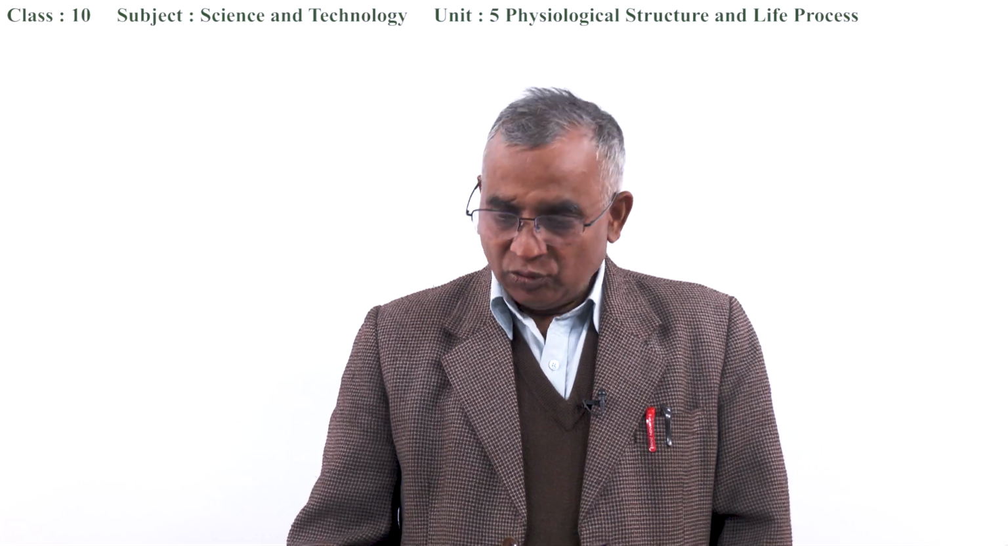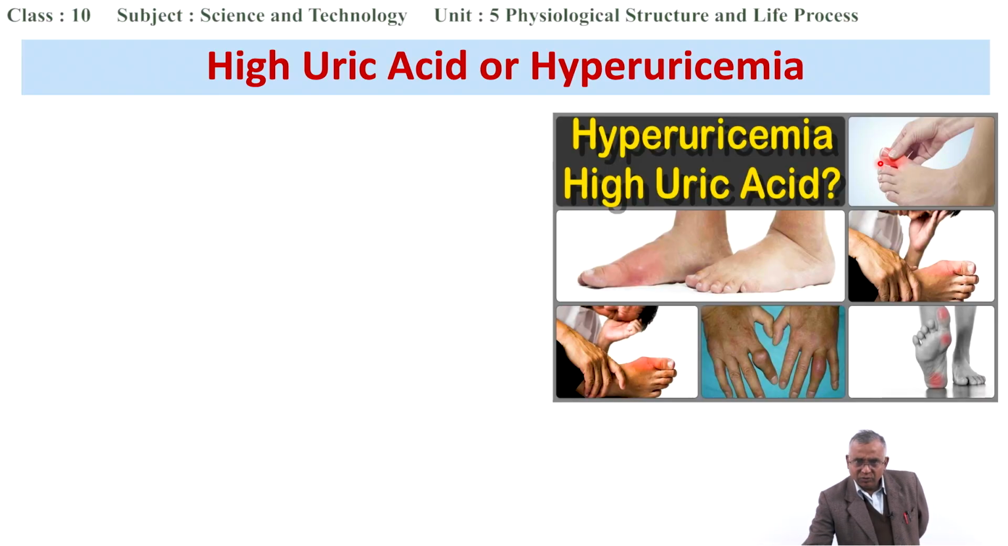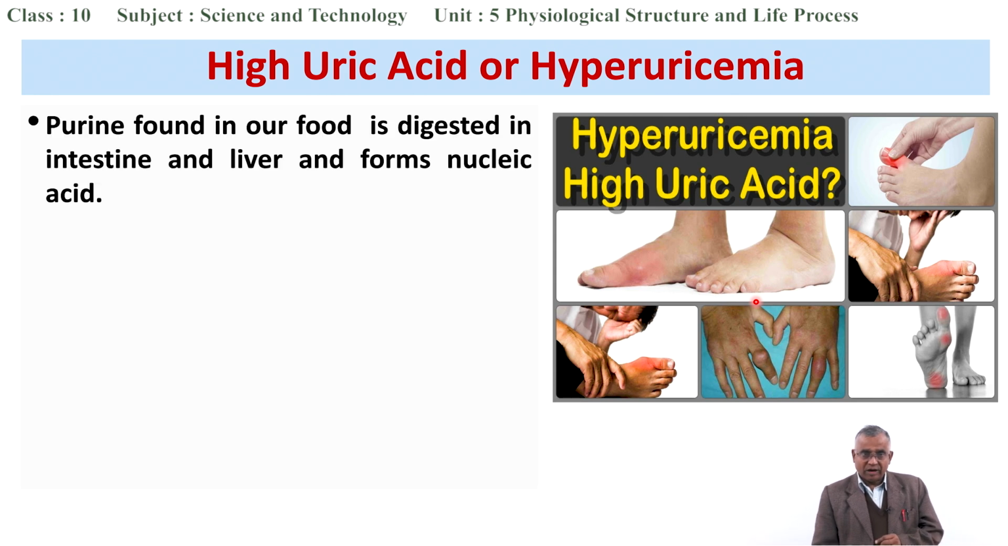Hyperuricemia. So look here, what is happening here? Redness here, then here also the same thing, swelling. Here is also redness. So redness is especially at this joint. Look here, swelling at the joint. Here also a problem. So all of these are symptoms of what? Hyperuricemia. What is hyperuricemia? Before that, you have to understand what is purine.